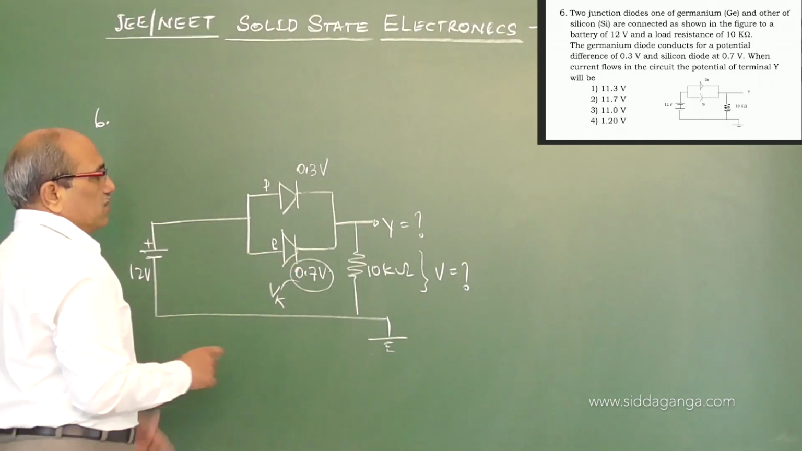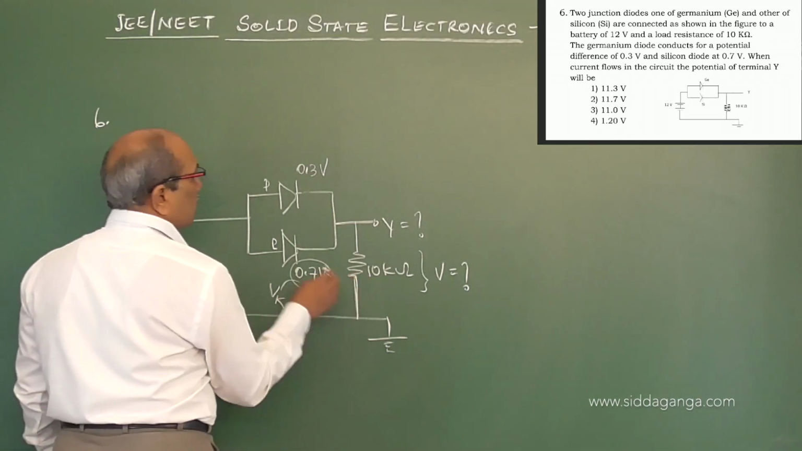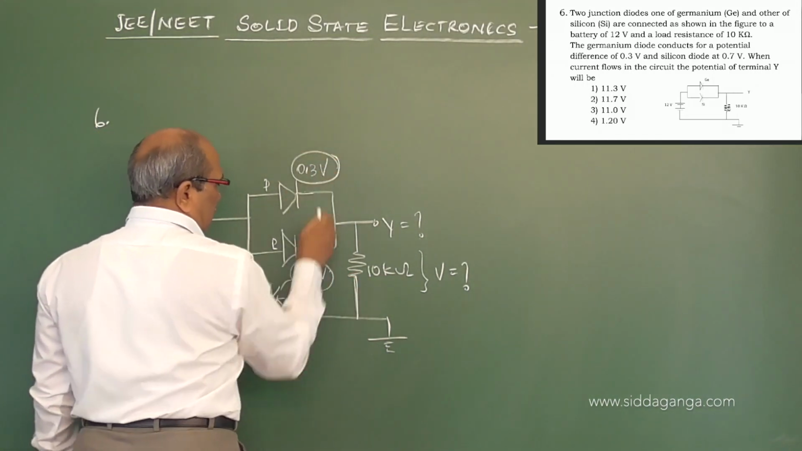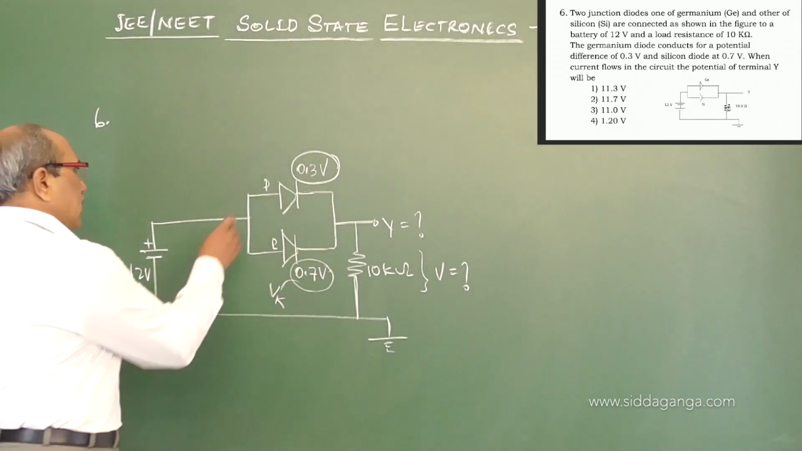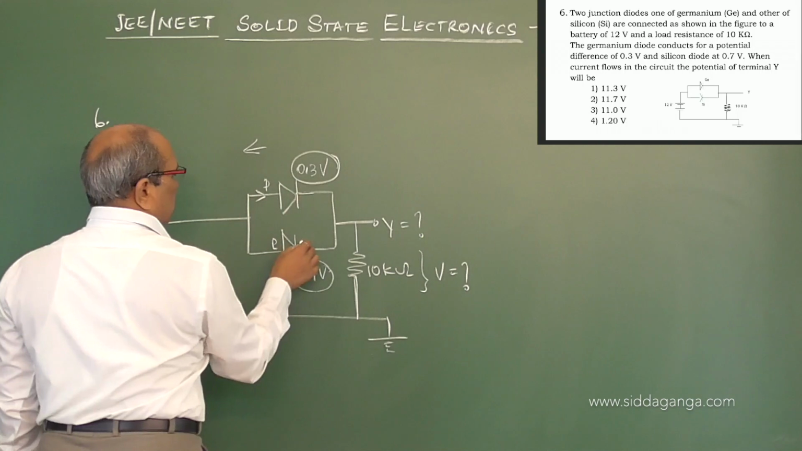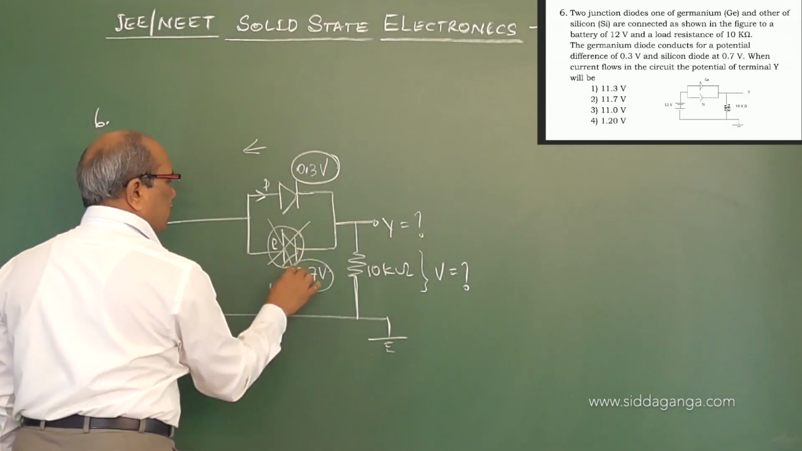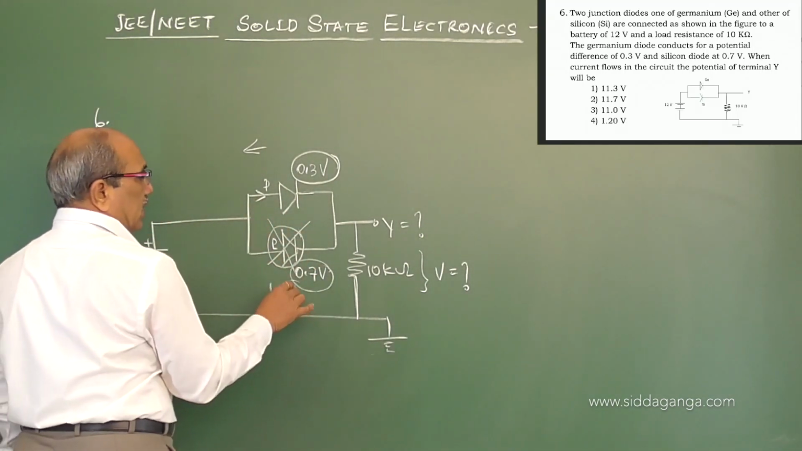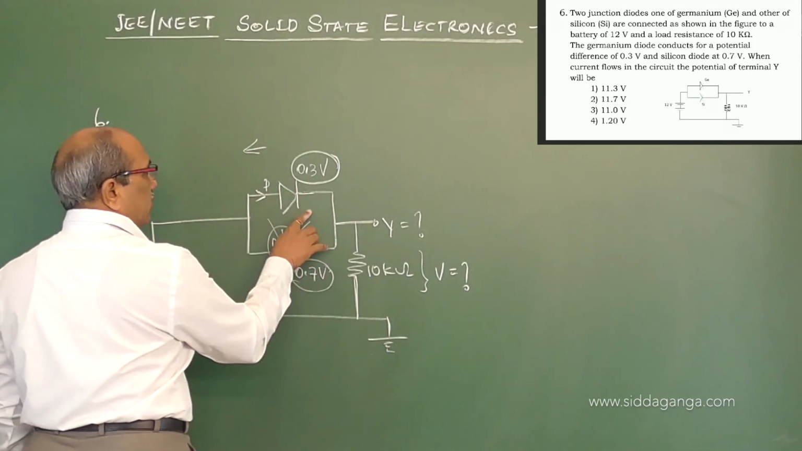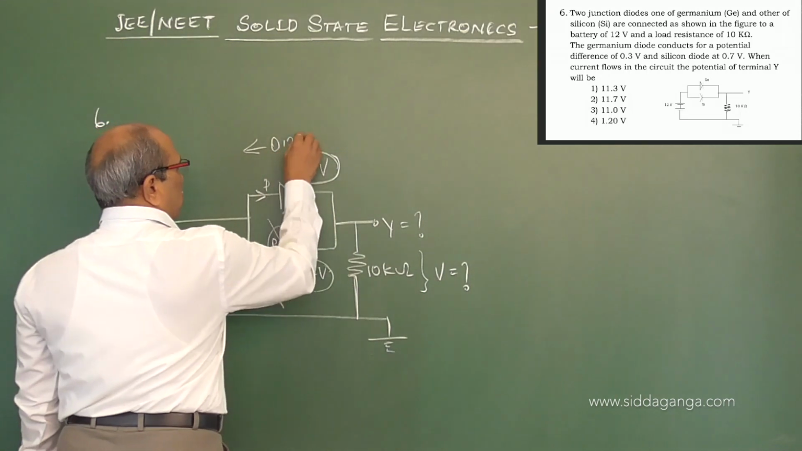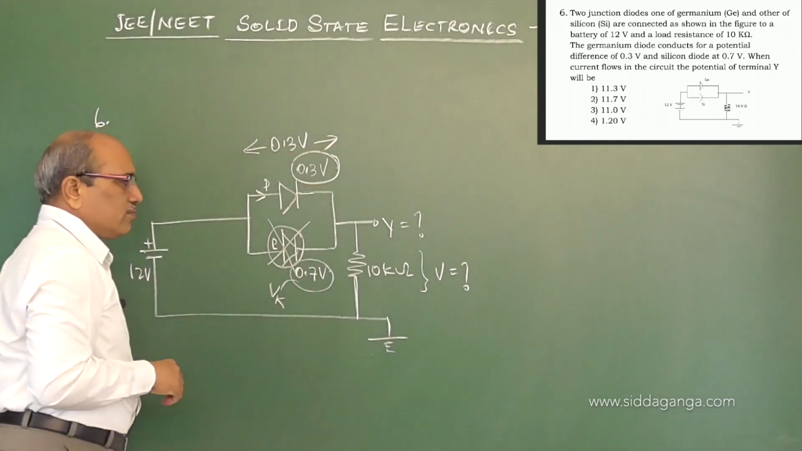However, what happens here is the load resistance is high and this voltage is comparatively very small compared to silicon. The current flows through this, maintaining this voltage. This diode does not conduct at all, as its knee voltage is higher than that of the germanium. Germanium conducts at 0.3 volt.